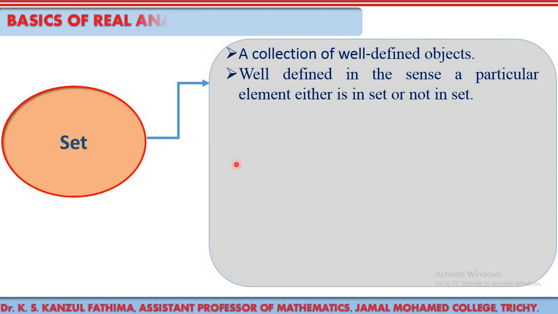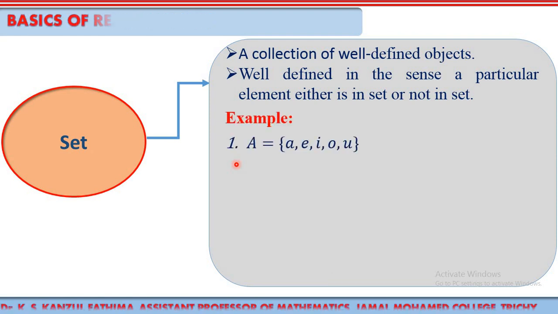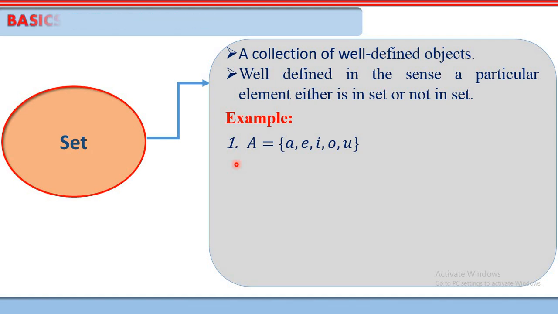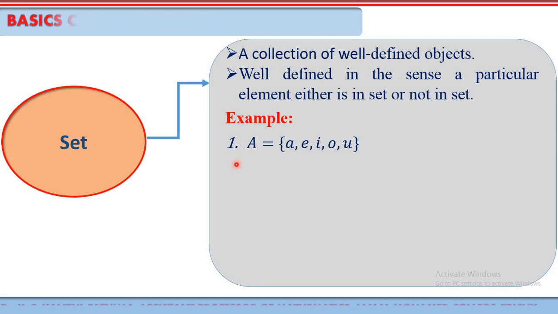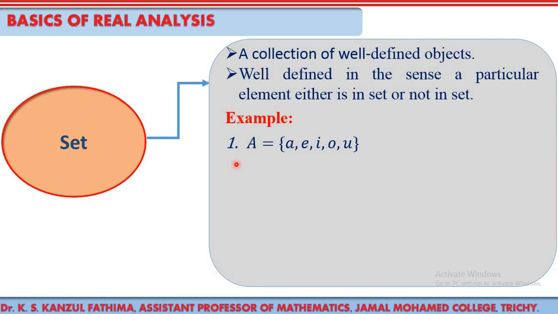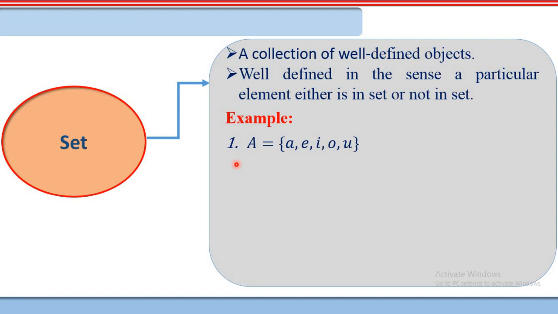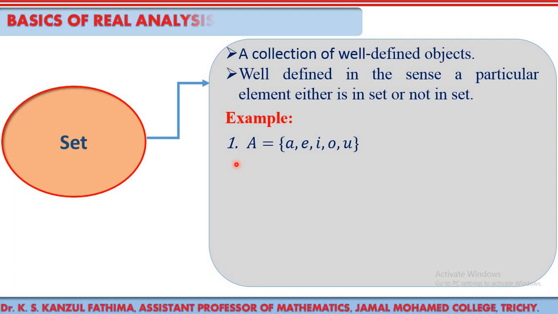For example, consider the collection of all vowels A, E, I, O, U. This collection is clearly well-defined because for any alphabet, we can say that a particular alphabet belongs to this collection or does not belong to this collection. For example, consider the alphabet B. B does not belong to this collection. Similarly, consider the alphabet I. I belongs to this collection. So, this collection is well-defined and hence is a set.